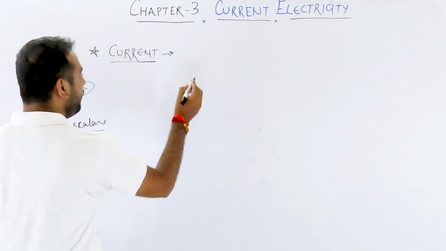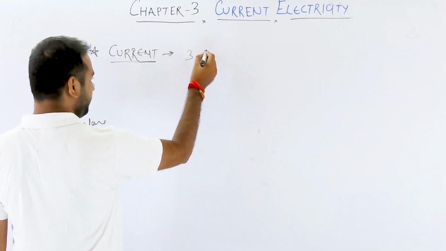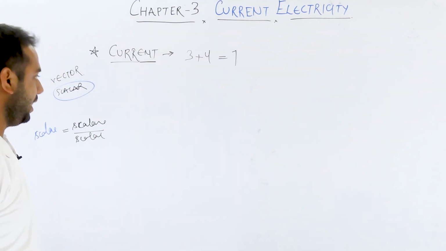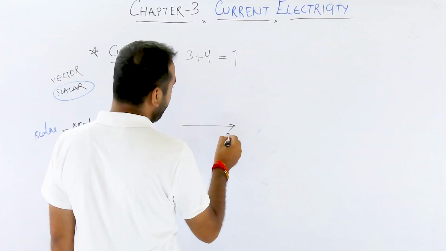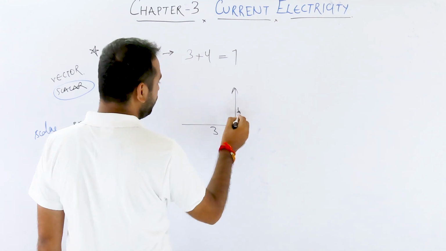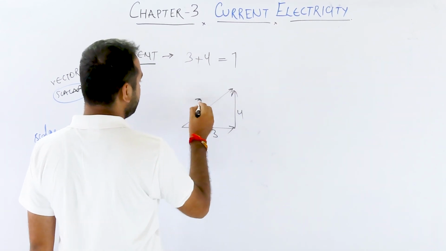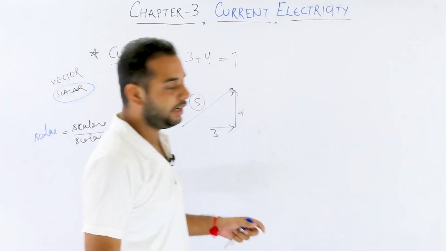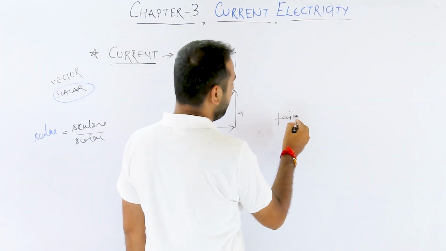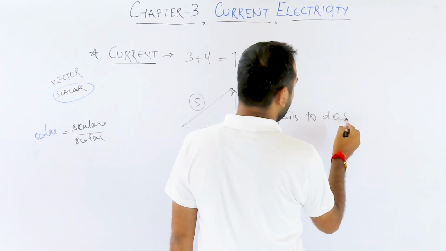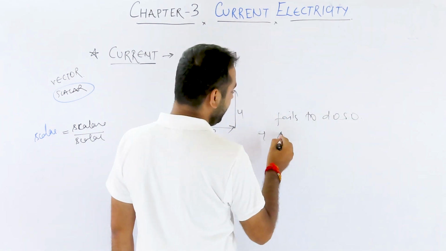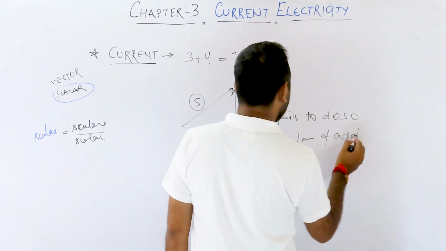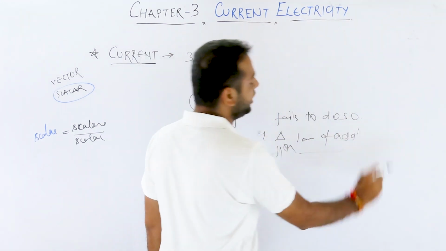For current, if it were a scalar quantity, then it would have been 3 plus 4 is 7. But if I am having a vector quantity, then 3 plus 4 should give 5. But current fails to do so. It fails to apply the triangular law of addition and the parallelogram law of addition.